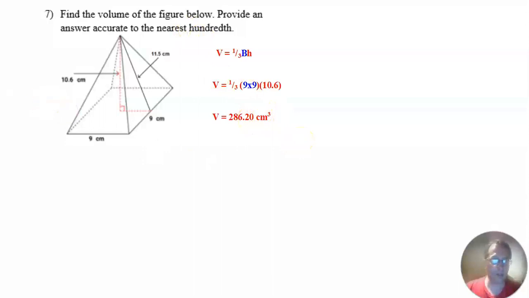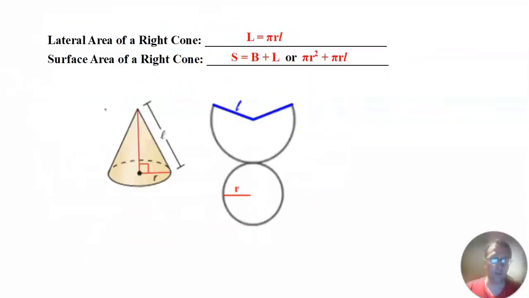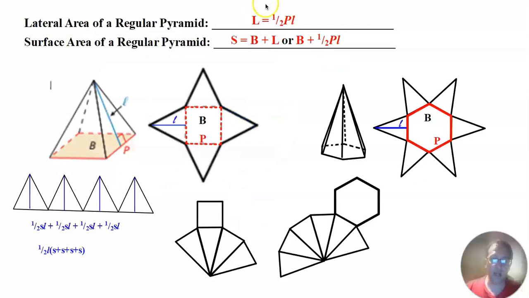And there it is. So just to refresh our formulas here, lateral area of a regular pyramid is 1/2 perimeter times slant height. The slant height is on the outside. It's leaning over, that one. For the total surface area, it's the area of the base plus 1/2 perimeter times slant height, plus that lateral area there. Okay, and that area of the base, that perimeter, that's going to be different depending on which shape your base is. Is it a square? Is it a hexagon? Is it a triangle?